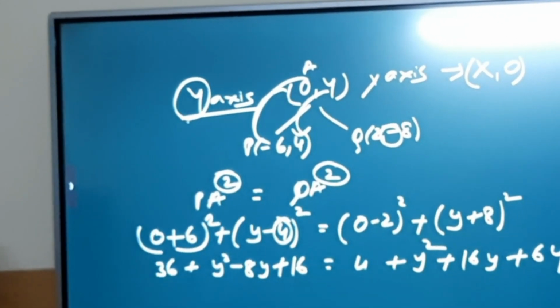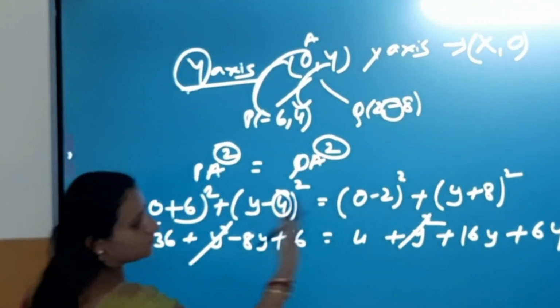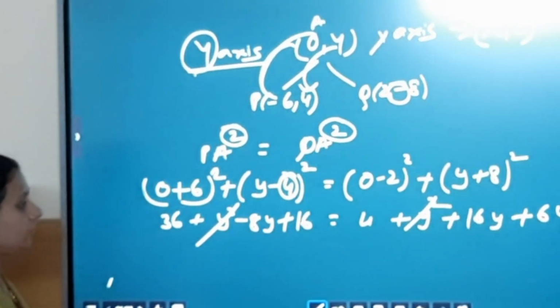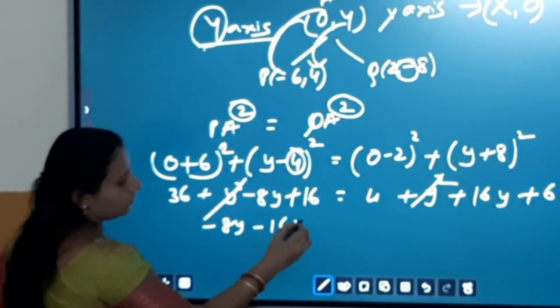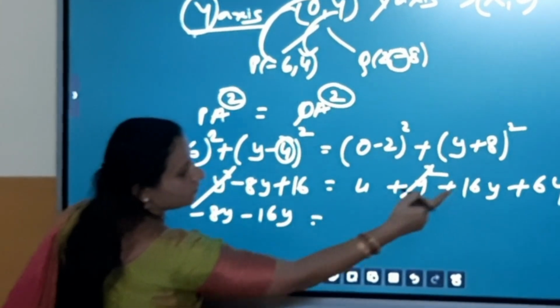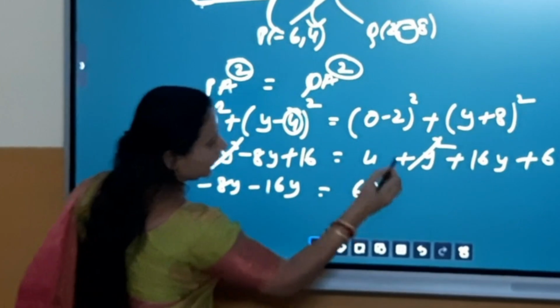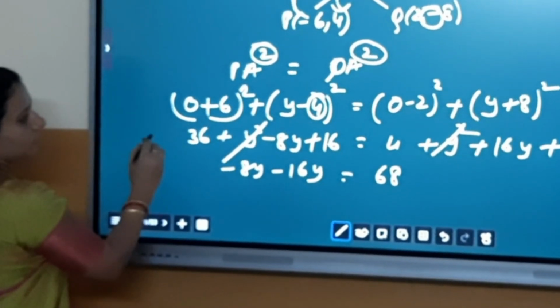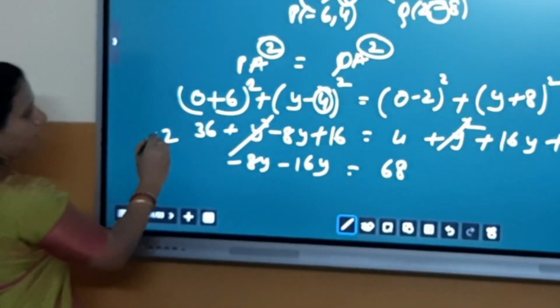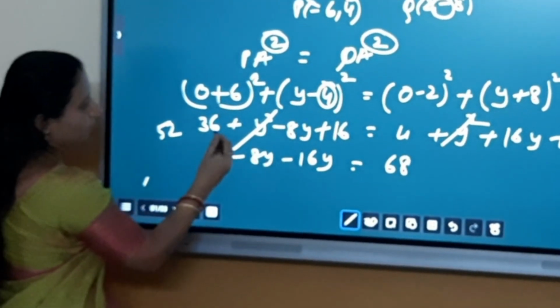Now here the squares will get cancelled. If we shift this y square to this side, it will become minus and it will get cancelled. Now we have minus 8y, and shifting 16 to this side, minus 16y. 64 plus 4 is 68. Now 36 and 16 are added, so it is 52, and 52 we are getting for these two.